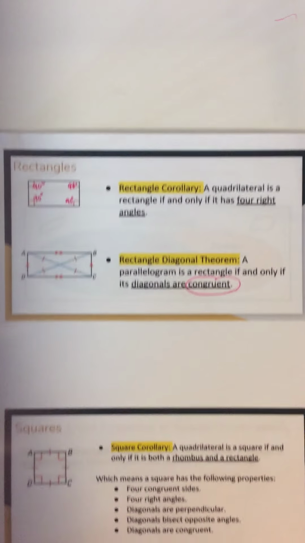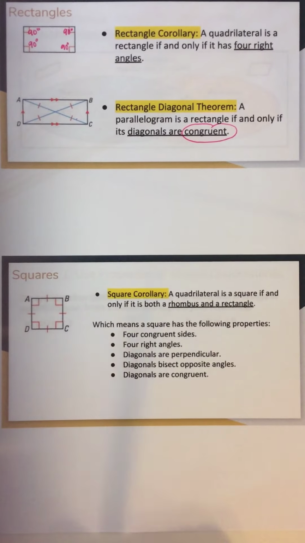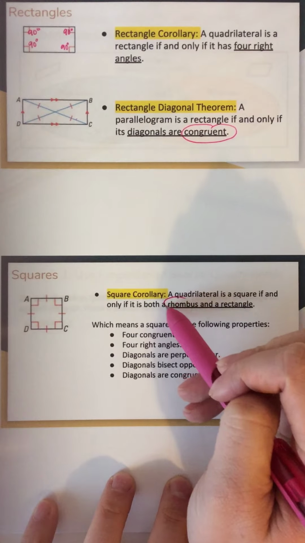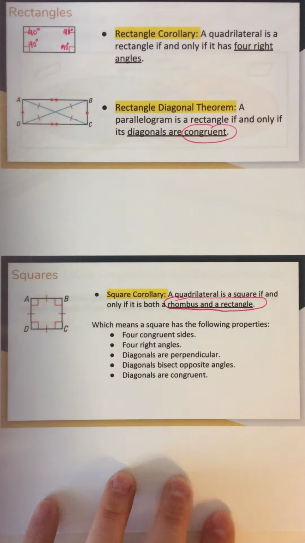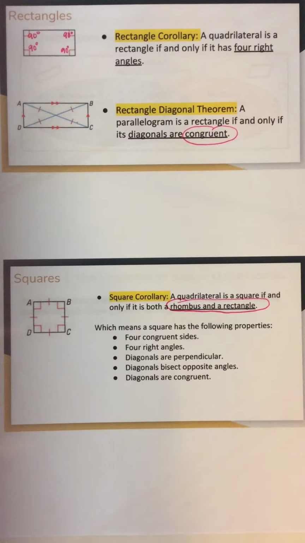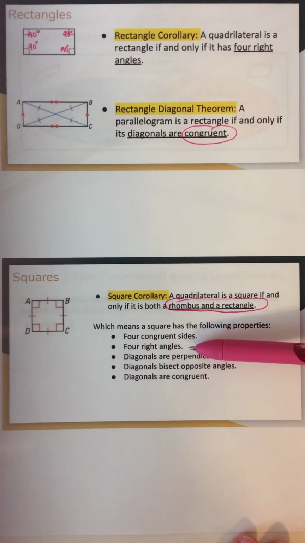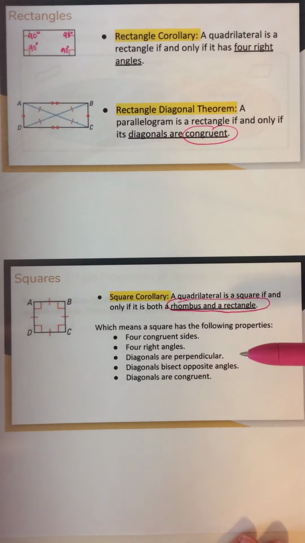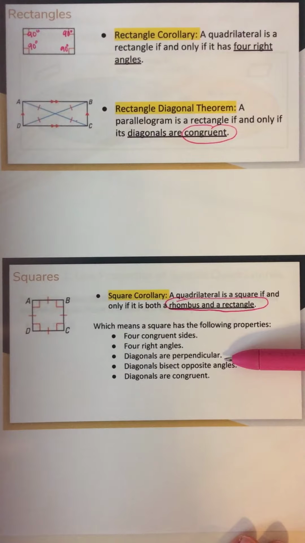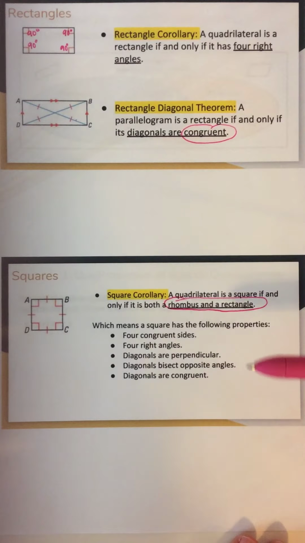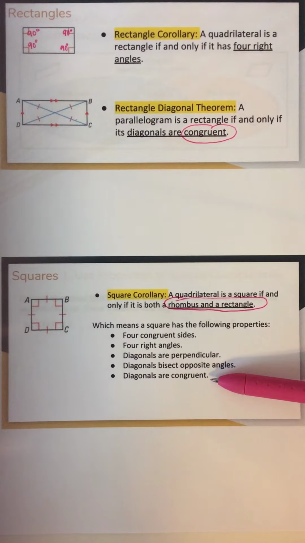So then on to the square. Our square corollary says a quadrilateral is a square if and only if it is both a rhombus and a rectangle. So a square is like best of both worlds. It's also a rhombus and a rectangle. And here's a list of all the properties it has. Since it's a rhombus, it has four congruent sides. Since it's a rectangle, it has four right angles. Since it's a rhombus, the diagonals are perpendicular when they intersect. Since it's also a rhombus, diagonals bisect opposite angles. And then since it's a rectangle, diagonals are congruent.